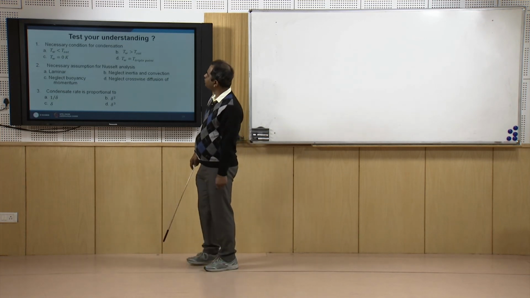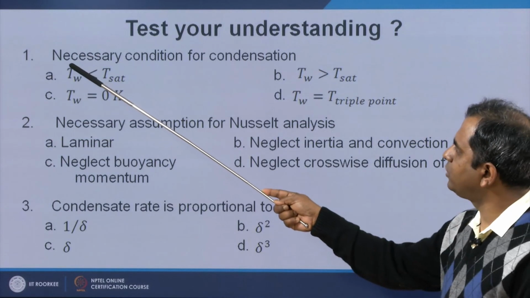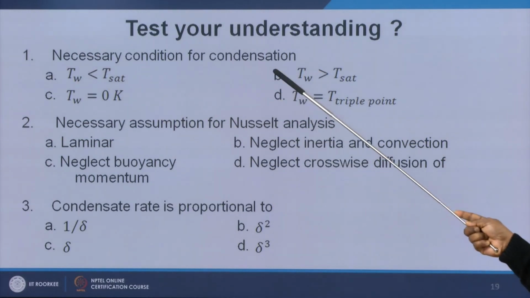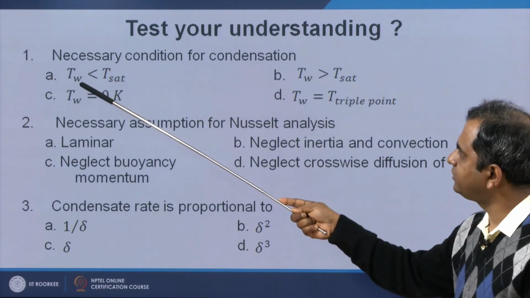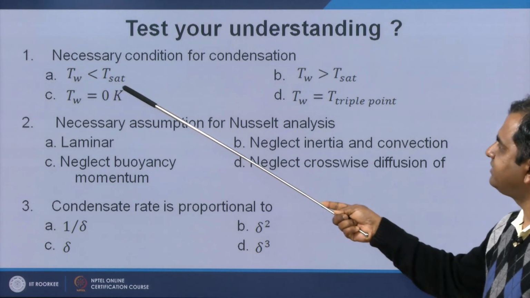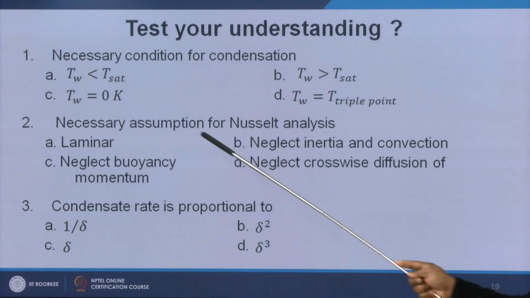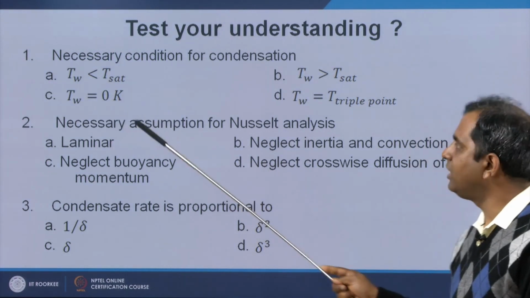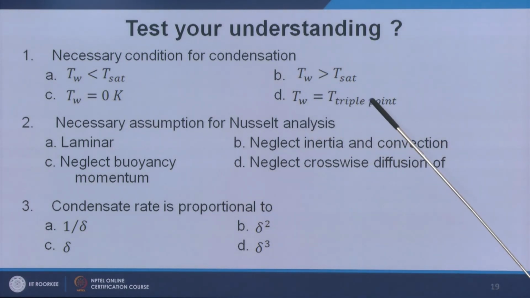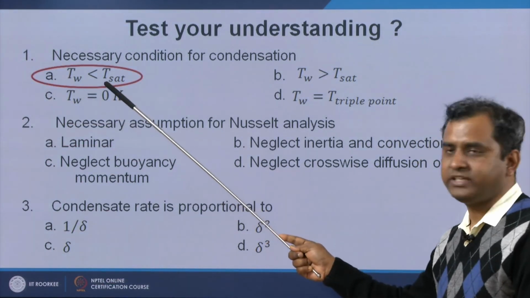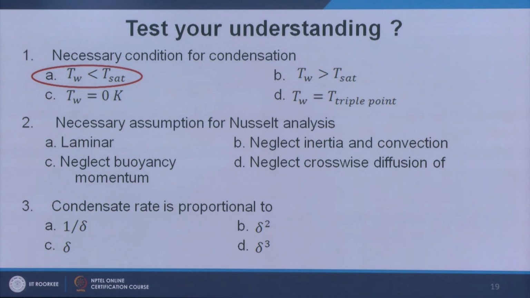So, we are having 3 questions once again. First question goes like this: necessary condition for condensation. We are having 4 conditions: TW, the wall temperature, is less than the saturation temperature; wall temperature is higher than the saturation temperature; wall temperature needs to be 0 Kelvin; and wall temperature is equal to the triple point. It is a very simple one. So, the answer is nothing but A, TW less than T saturation, then only the condensation will occur.